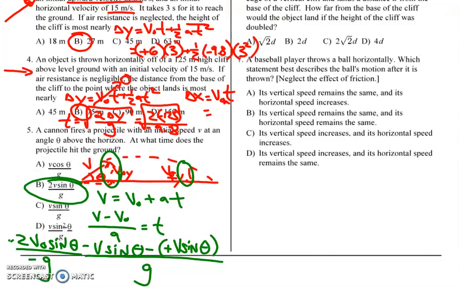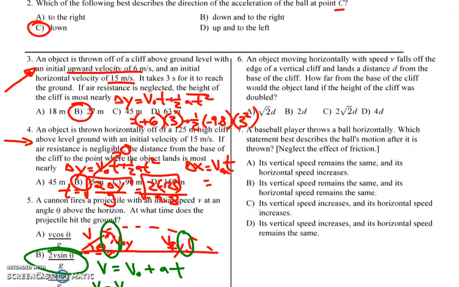All right, the next question here is we have an object moving horizontally with a speed v, and it falls off the edge of a vertical cliff and lands at distance d from the base of the cliff. How far from the base of the cliff would the object land if the height was doubled? So we have to actually do two things here. We have to say, okay, well, what will happen to the time? And if you look at what we derived on the left-hand side, number 4, you'll see that time is going to increase, but it's not going to increase by a factor of 2.